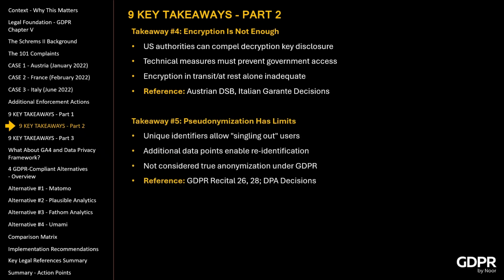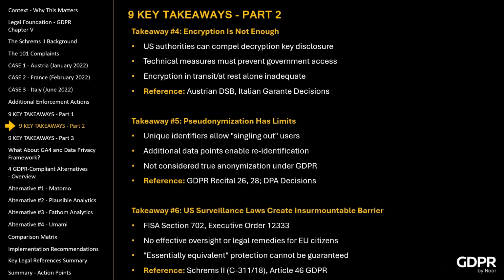Key takeaway 5: Pseudonymization has limits. Google Analytics data is pseudonymized, not anonymized. Truncated IPs, hashed IDs, and browser fingerprints still allow Google to single out users, especially when combined with data from Search, YouTube, Android, and other services. Under GDPR, pseudonymized data is still personal data, so Chapter 5 applies in this condition.